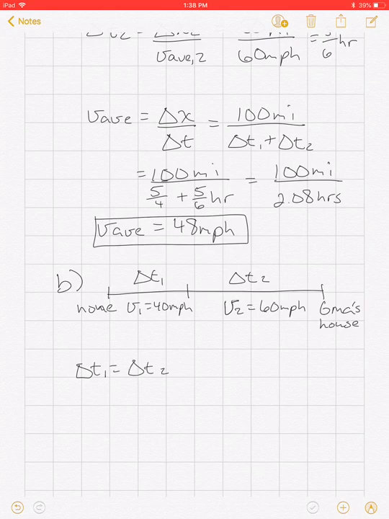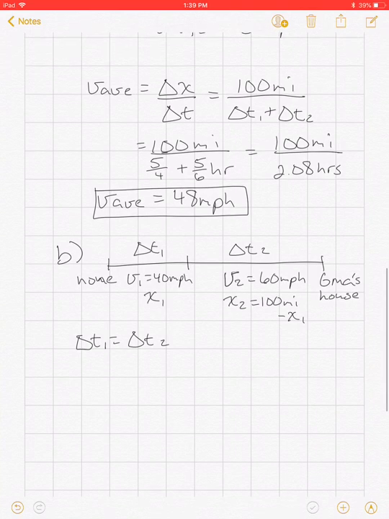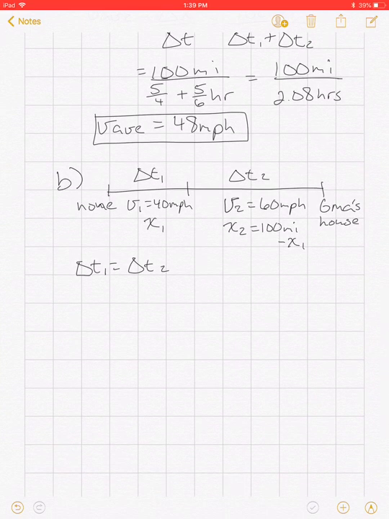But the distances are going to be different, and we don't know how far she went in each of these legs. So in this case, we're just going to call this x1, and then we're going to say that x2 is equal to 100 miles minus x1. Okay? And the reason we're doing that is because we don't want to have two unknowns. We're just going to use one unknown, and that'll make life a little bit easier for us.